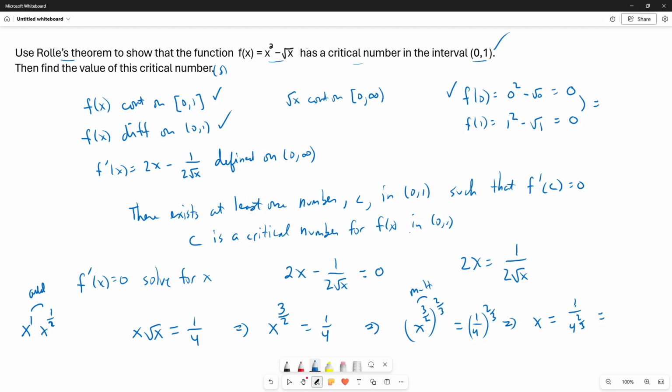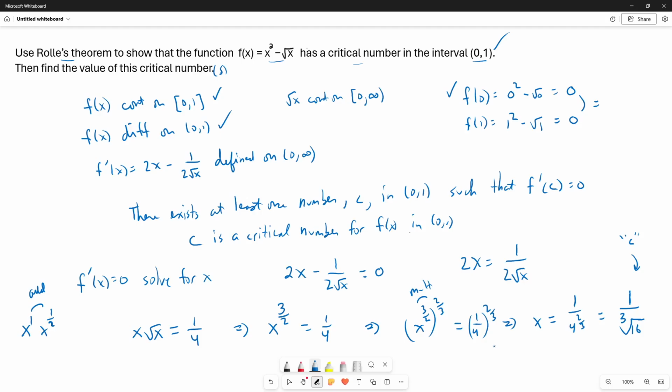That's a number between 0 and 1. It's positive, and 4 to the 2/3 is bigger than 1. 4 to the 2/3 is the cube root of 4 squared. That's the cube root of 16, which is somewhere between 2 and 3. So this fraction is bigger than 1/3, but less than 1/2. So our solution here, which is the number C that we were looking for, is in the interval 0 to 1. So there is our critical number, 1 over the cube root of 16.